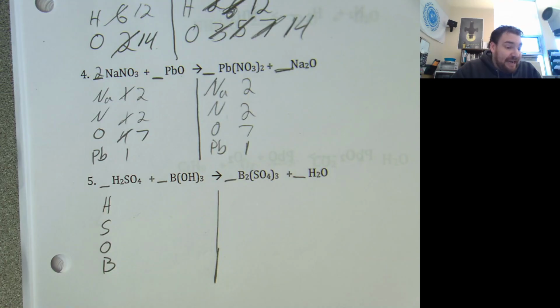At this stage, list the individual atoms: H, S, O, and B. Done.